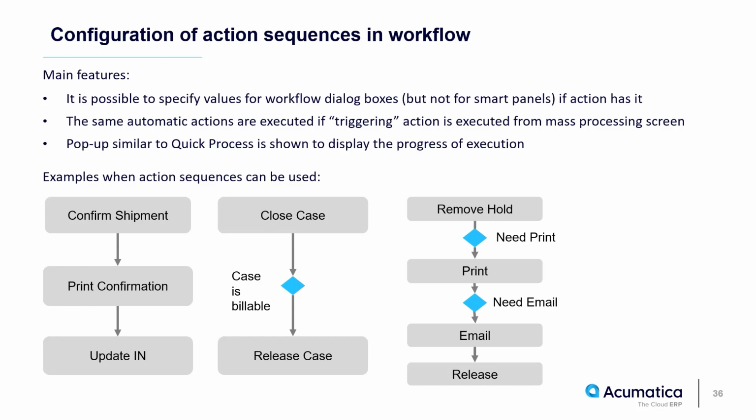And when you run the sequence of actions, you will see a pop-up that will show which actions are done and which actions are trying to execute next. Similar to what you see when you click quick process on a sales order.